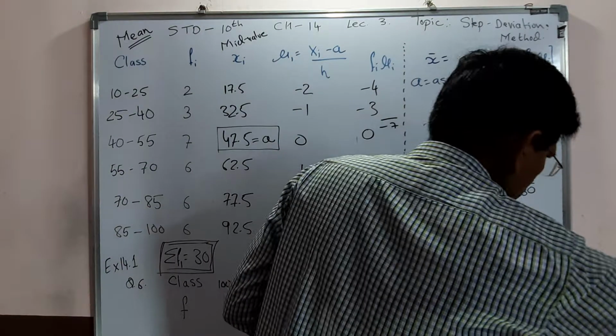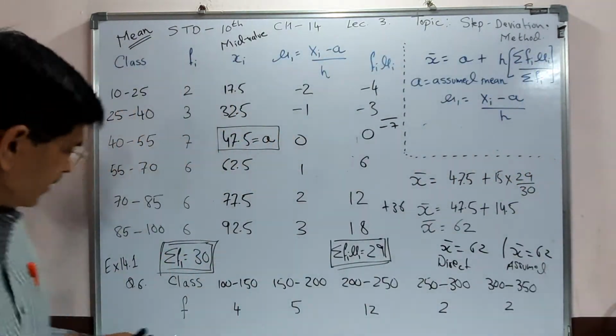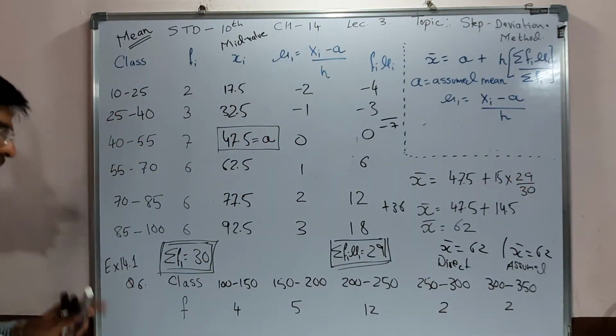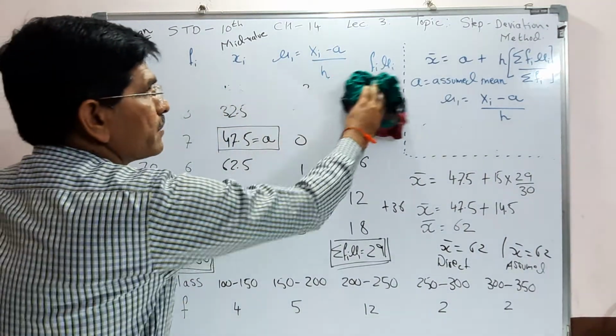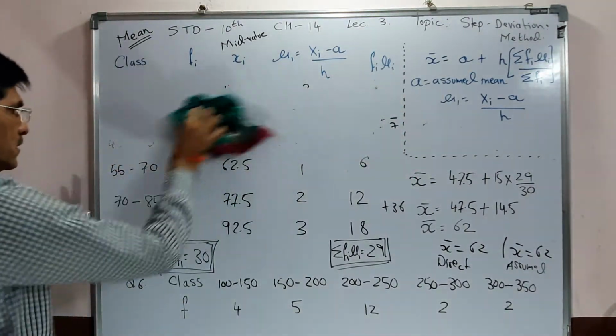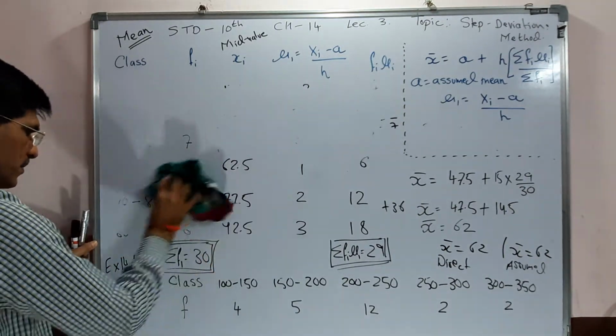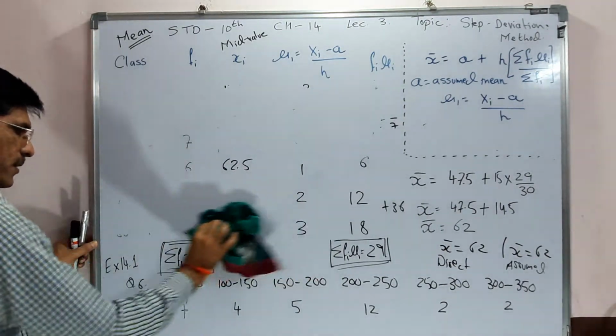Now one more sum I will explain from the textbook, that is exercise 14.1 question number 6. We have to see whether we can get the perfect answer by this method or not. So one more sum I have to explain so you can understand better.